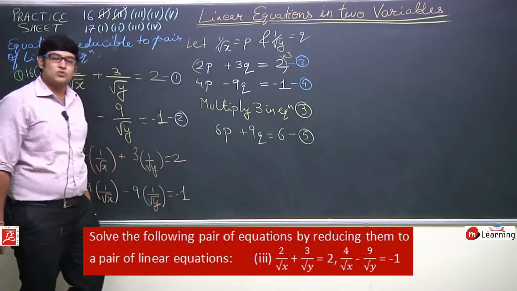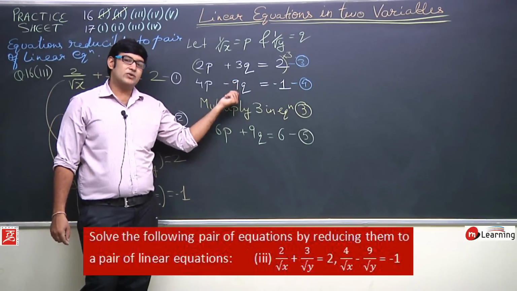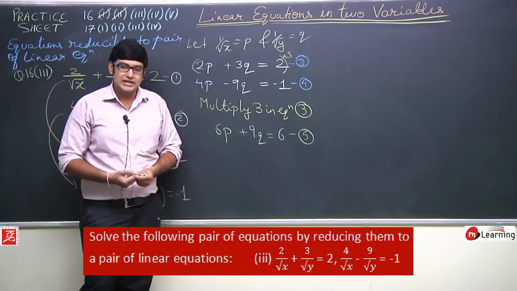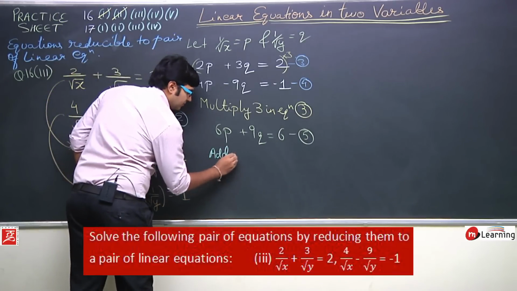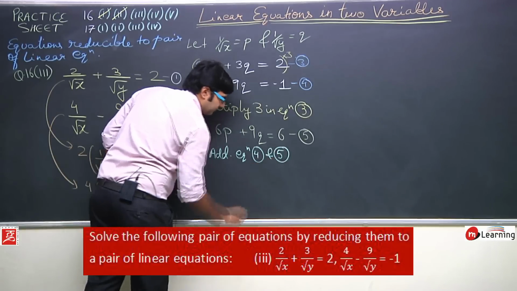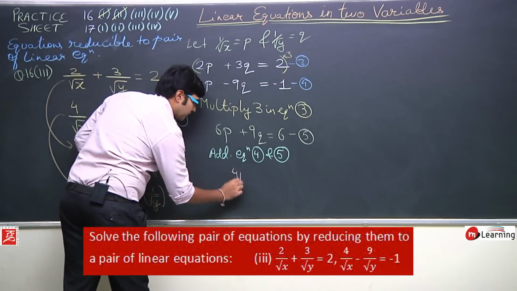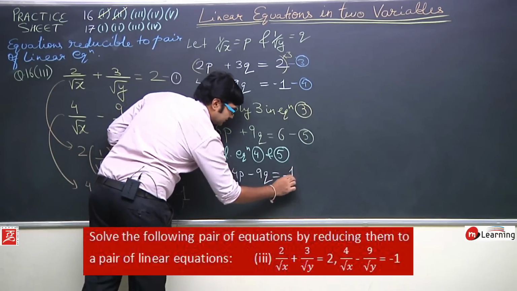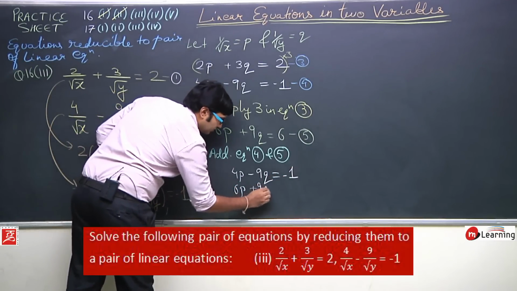Now we need to eliminate q. हम q को कैसे eliminate करें? We can see यहाँ पर minus 9q है, यहाँ पर plus 9q है. So if we add these two equations, q will be eliminated. So let us add equation 4 and 5. Equation 4 is 4p minus 9q is equals to minus 1, and fifth equation is 6p plus 9q is equals to 6.